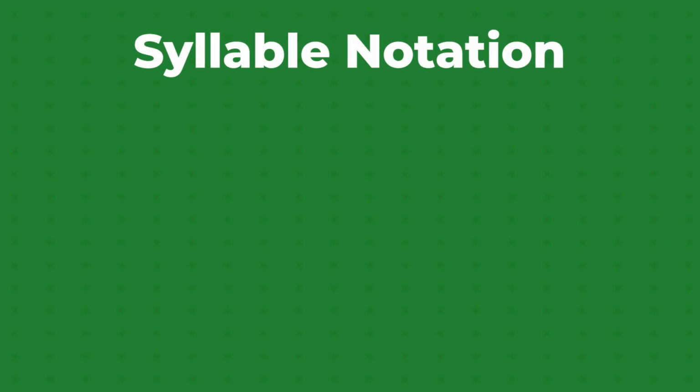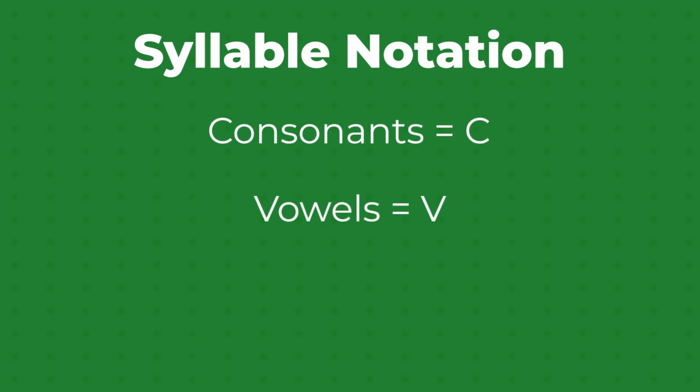Lastly, syllables can be divided into two categories. For this, we quickly take a look at how to write down syllable structure. Consonants are represented with a C. Vowels are represented with a V. The word print is one syllable with the structure CCVCC divided into onset, nucleus, and coda.